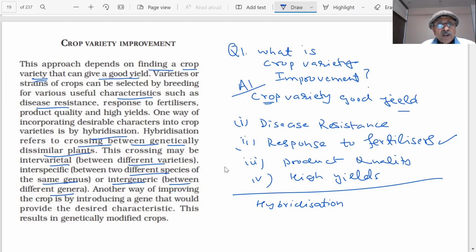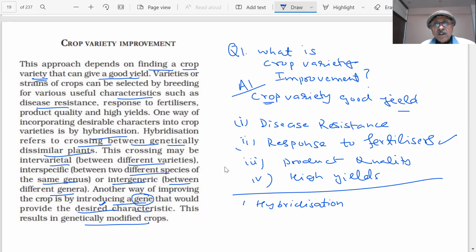Another way of improving a crop is by introducing a gene that would provide the desired characteristic. This results in genetically modified crops. So scientifically, we are doing a lot of work on this, and a lot of research and experiments are being done on whether you can improve a crop by introducing a gene. Gene is a part of the DNA, which we know in our body also, that would provide desired characteristics. You want desired characteristics like disease resistance, high product quality, high yield. So you can do hybridization or genetically modified crops.